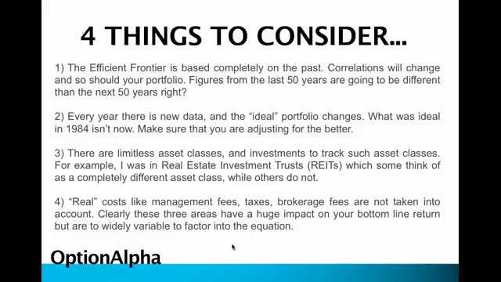Actually, the S&P 500 does this automatically. It'll have times where it throws stocks out of the S&P, and it'll have times where it adds stocks that are more suitable as the market evolves. So every year there's new data and the ideal portfolios change, like we talked about. What was the ideal portfolio in 1984 isn't now. So make sure you're adjusting for the better. Adjusting your portfolio is always a good thing. You want to throw out the bad and keep in the good.